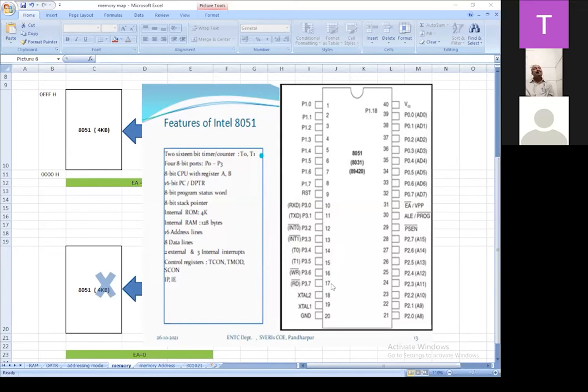Pins 16 and 17 are dedicated as control lines, which are the read operation and the write operation. Pins 18 and 19 are used for connecting the crystal. What is the work of the crystal? The crystal decides the speed of your controller. If you increase the frequency of that crystal, the processor will be faster.